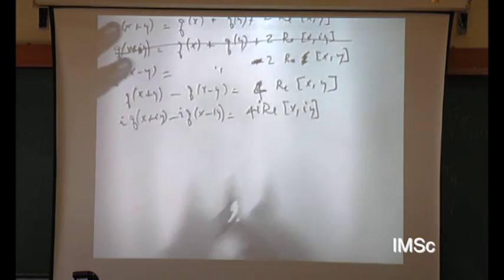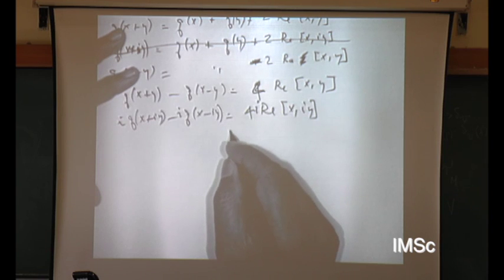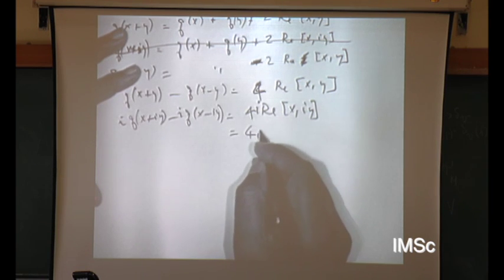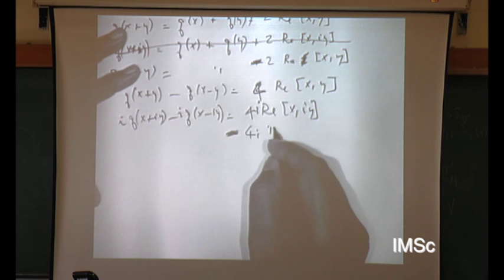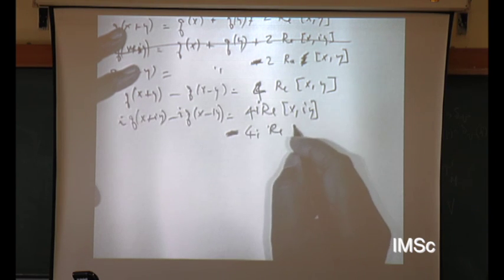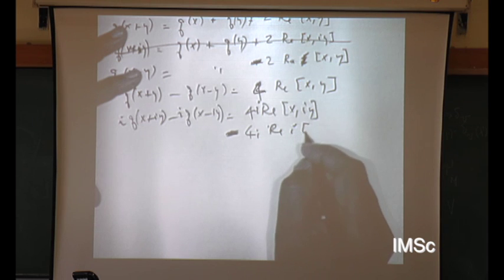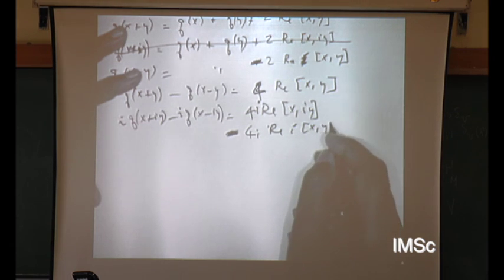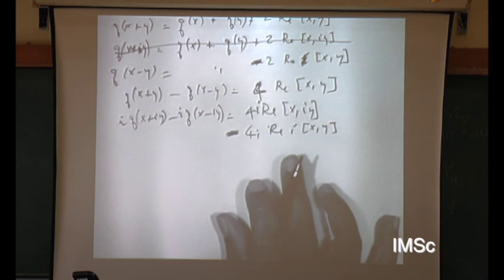Okay, now notice the following thing. So what is this? This is 4 times the real part of ⟨x, iy⟩. See, the form ⟨x, iy⟩ is minus i times ⟨x, y⟩. That's all I've used.